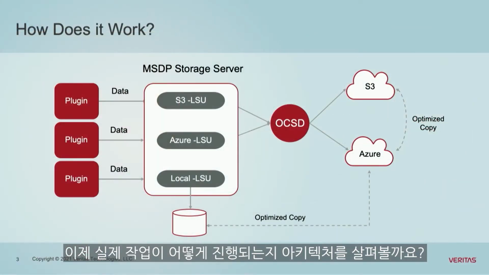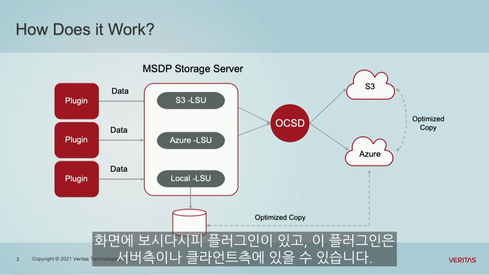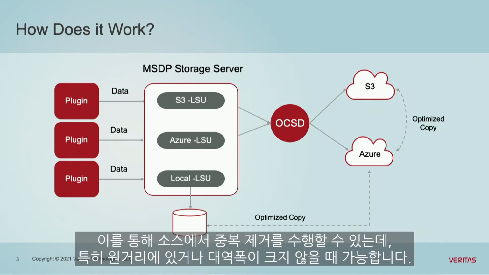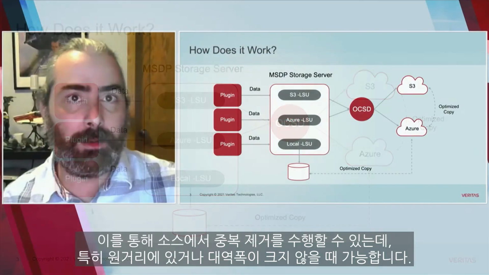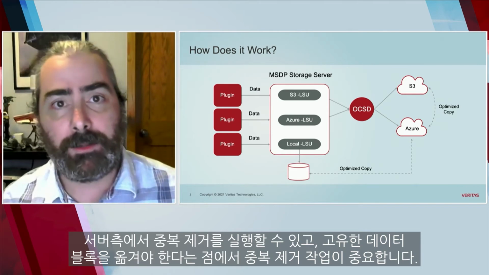So, let's talk a little bit more about how this works. Just talk about the architecture a little bit. Our dedupe technology works in what you would call a distributed fingerprinting model. This means that we have plugins, which you can see in this diagram, which would reside either on the server side, or it actually can be on the client side. This allows us to push the deduplication out to the source, especially if you have something that's remote or doesn't have a lot of bandwidth. We can do the deduplication on the source side, and we only have to move unique blocks of data.